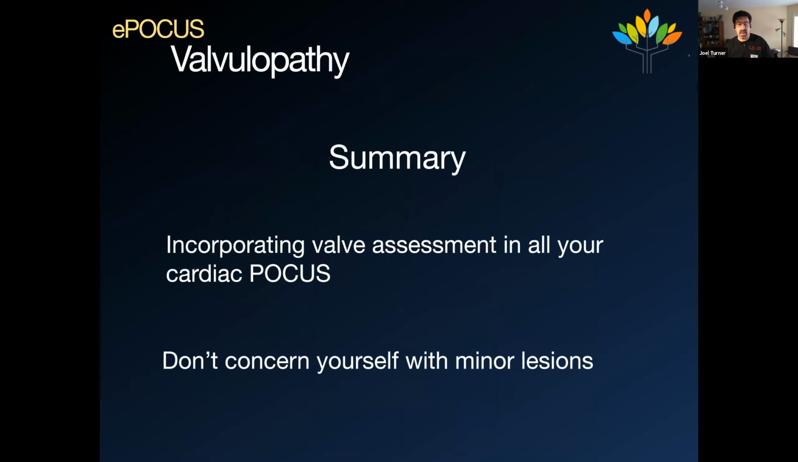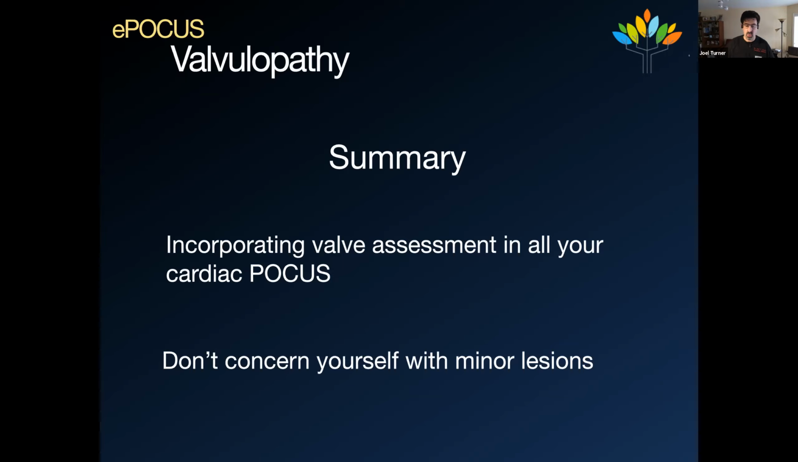So just to summarize, I think the next step after learning your basic advanced cardiac, and that's assessing your LV function, your RV size, and your pericardial effusion assessment, is to learn how to incorporate valve assessment and to know how to put your color flow box on your valves and see whether or not these patients have any regurgitation. And again, if they have minor lesions, and you'll see a lot of them in your everyday practice, don't bother with the minor lesions because they're not important.